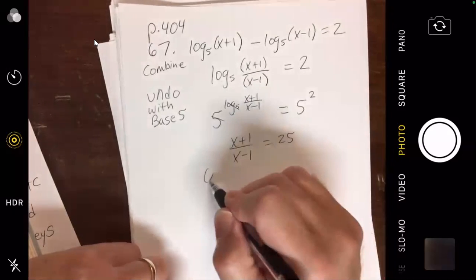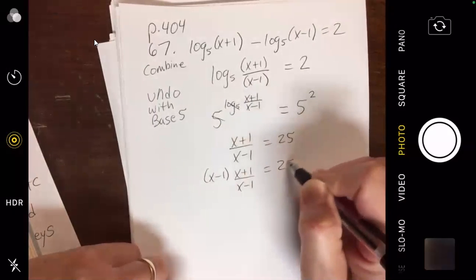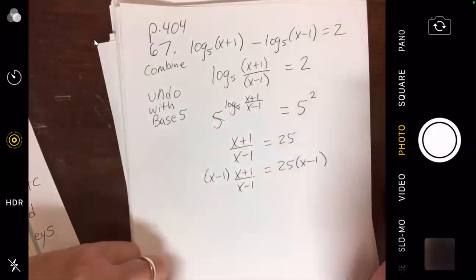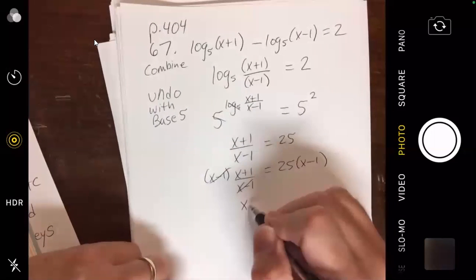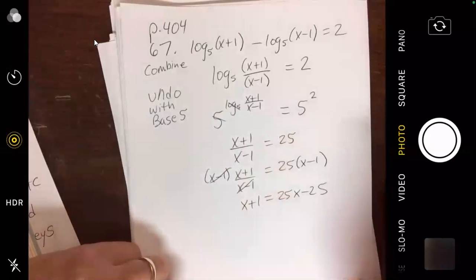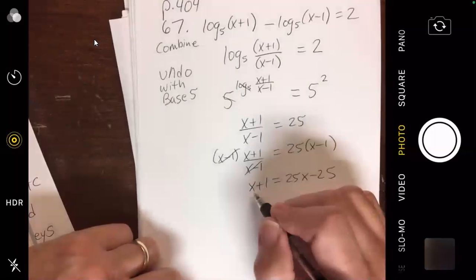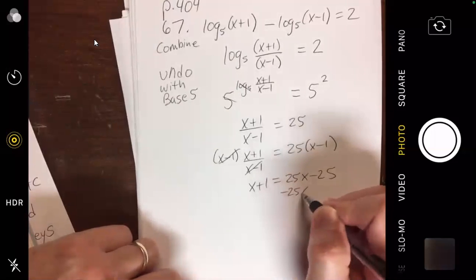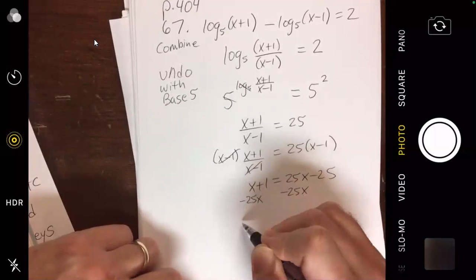And we can clear the x minus 1. X plus 1 over x minus 1 equals 25 times x minus 1. Cancels. So x plus 1 equals 25x minus 25. And so this is not going to be a factoring or anything, just x's to the left, numbers to the right, minus 25x. Negative 24x plus 1 equals negative 25. It'll catch up.